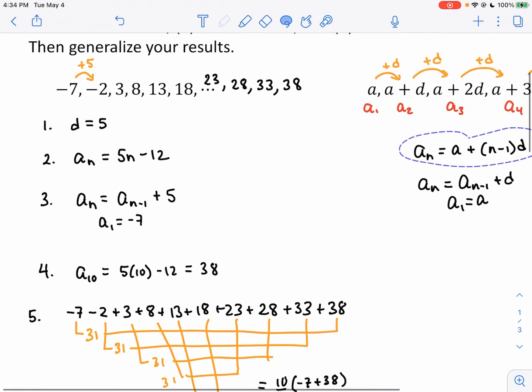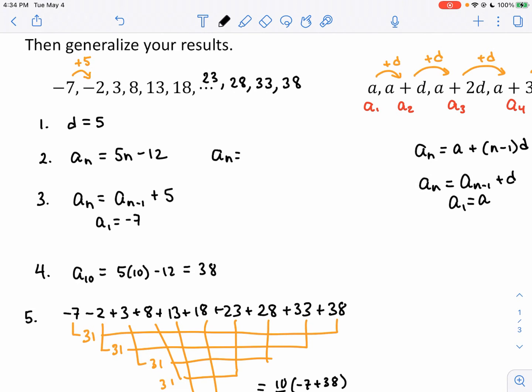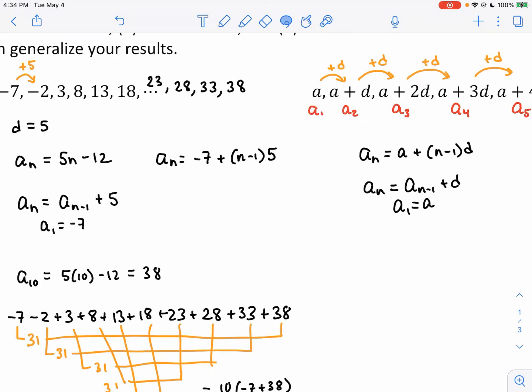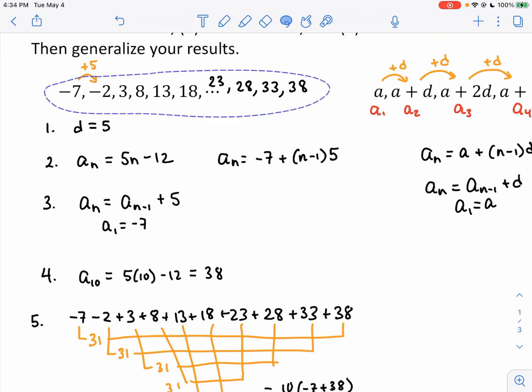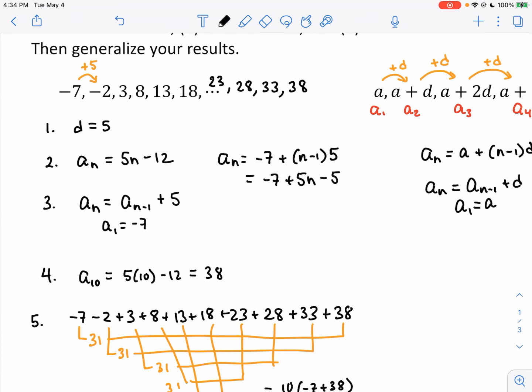Let's apply it. So revisiting the previous example, A sub N should be equal to the first term, which is negative 7, plus N minus 1 times the common difference, which was 5. So that's applying this general formula to this specific case right here. The first term is the A, and the common difference is the 5. And then if you were to distribute this 5, we would get negative 7 plus 5n minus 5. And I'll combine the negative 7 and the minus 5, and notice that we get 5n minus 12, exactly confirming what we have here.